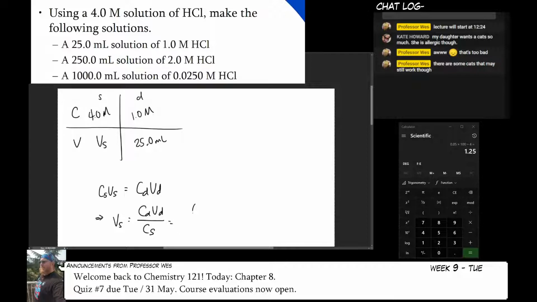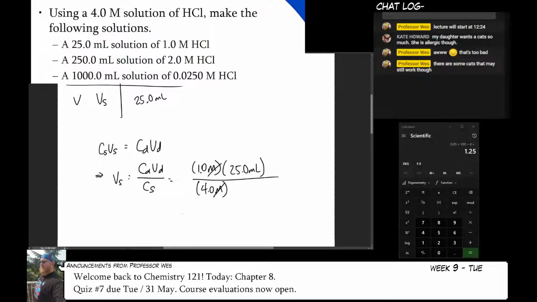So the dilute concentration was 1 mole per liter. The dilute volume was 25 milliliters. And then the stock was 4 moles per liter. And those cancel out. And so this would be, I think it's 6.25. Yeah.